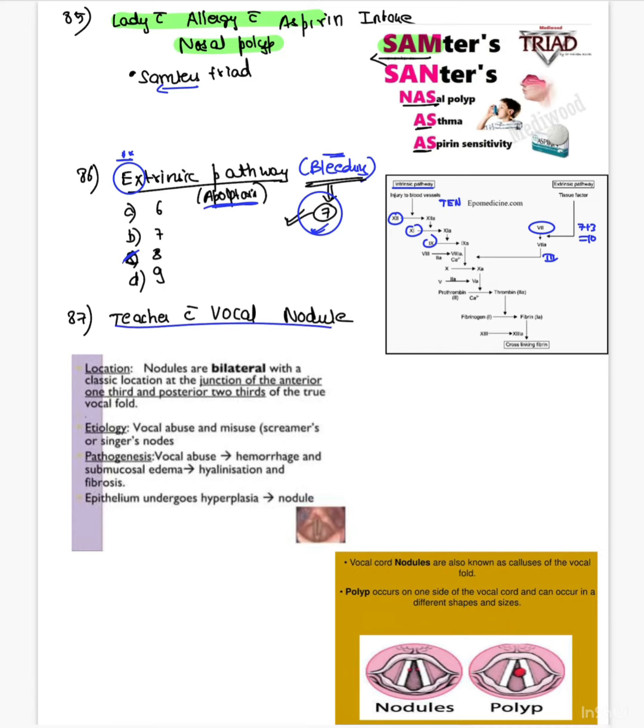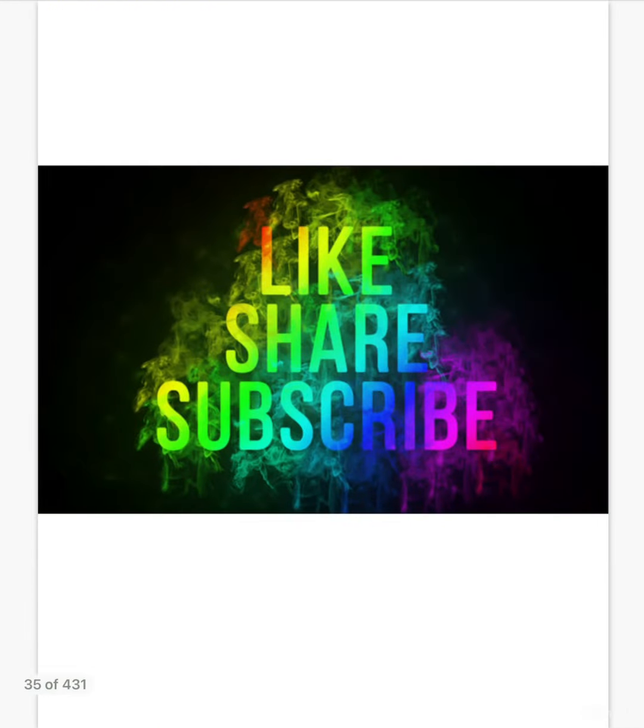Then they ask you a teacher with a vocal nodule, guys. Okay, so vocal nodule in a teacher, remember they are always bilateral nodules. Okay, and this is what happens due to repeated use, like vocal abuse in screamers or singers. So there is vocal abuse leading to hemorrhage and submucosal edema, which will heal with hyalinization and fibrosis. As a result, this leads to the formation of nodules. This is again important, that may be asked, guys.